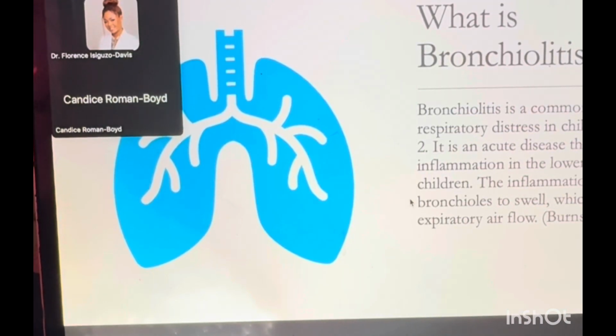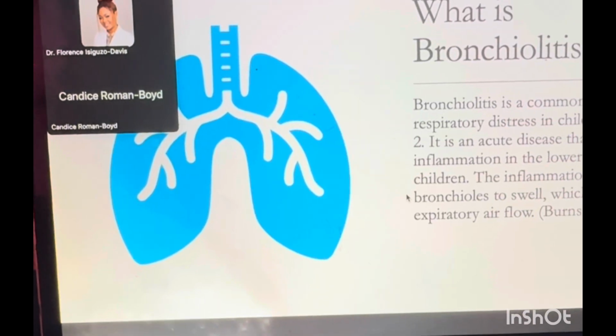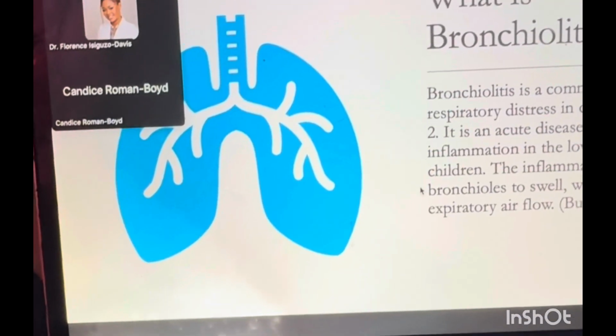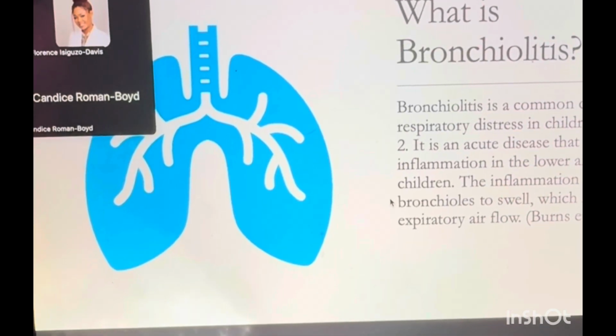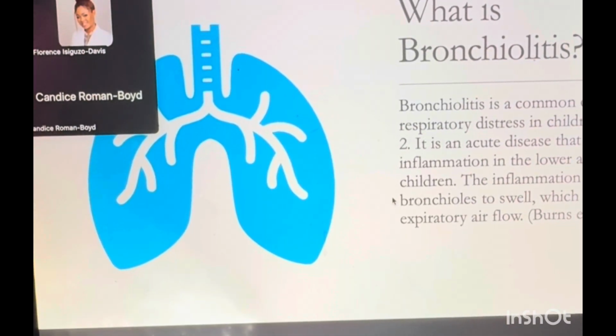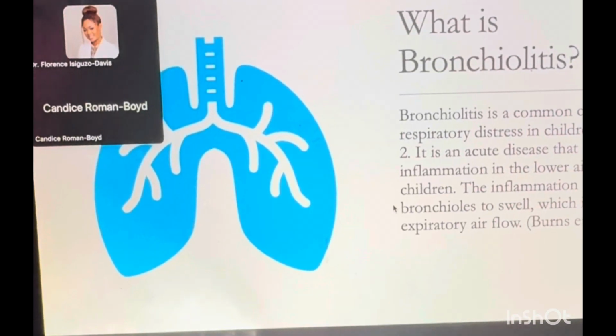So bronchiolitis is going to be the most common cause of respiratory distress in children. It's very, very common. And basically, it's just inflammation of the airways. When they're inflamed, they cannot function properly. And so then you get signs of respiratory distress.